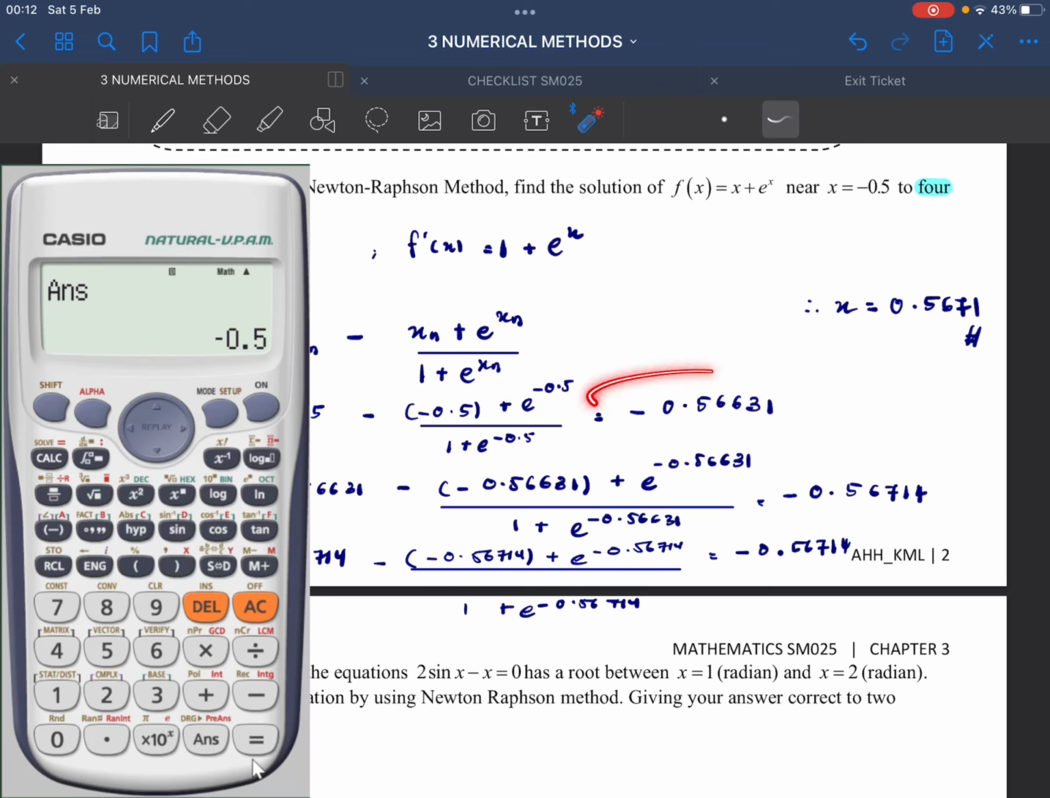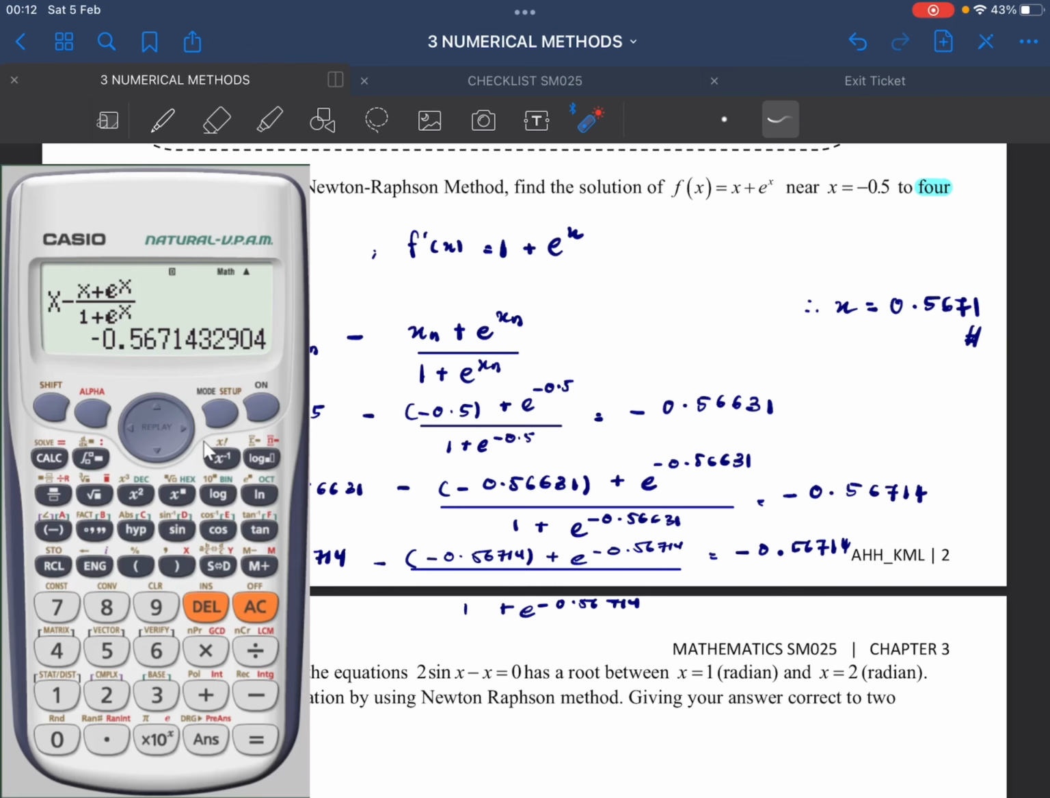Okay, tak perlu tulis pun ini, just write answer dekat situ. Okay, just input answer equals to, and then we have the second value, negative 0.56714. Okay, so sampailah kamu jumpa jawapan yang sama, calculate, answer, equal. Okay, which is we have the same value, and then we can stop, and that is going to be your final answer in 4 decimal places.